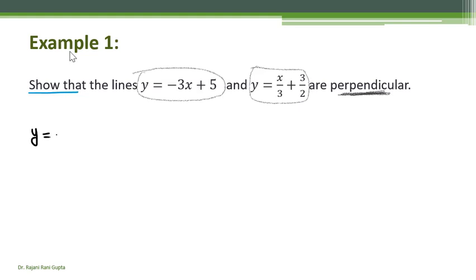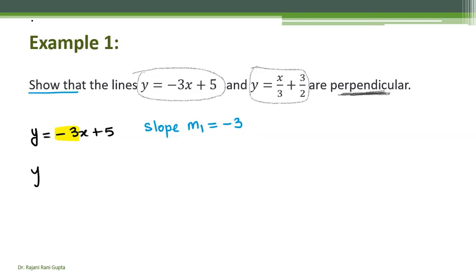The first line is minus 3x plus 5. The first step is to find the slope. The slope of this line, let's denote it by m1, is the coefficient of x. Here, since it's minus 3, you write the value of the slope as minus 3.